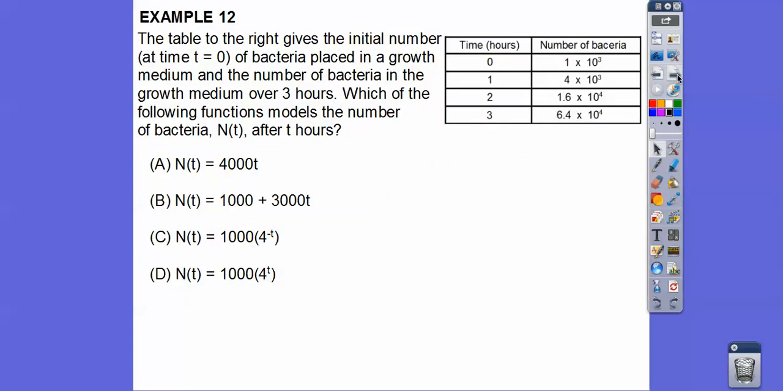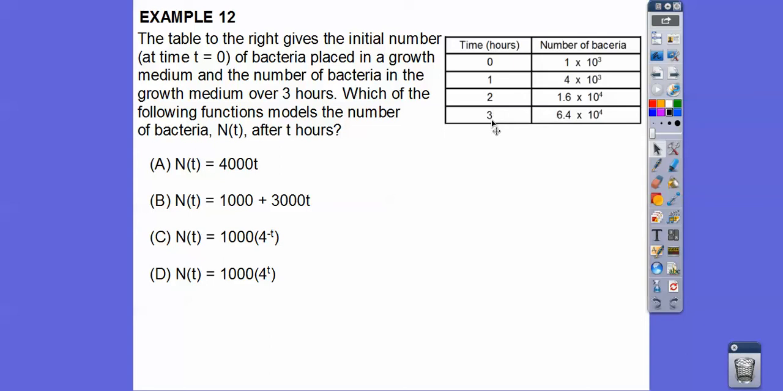All right. So here the table to the right gives the initial number, at time t equals 0, of bacteria placed in a growth medium over 3 hours. So here's time t equals 0, 1, 2, and 3 hours right here.